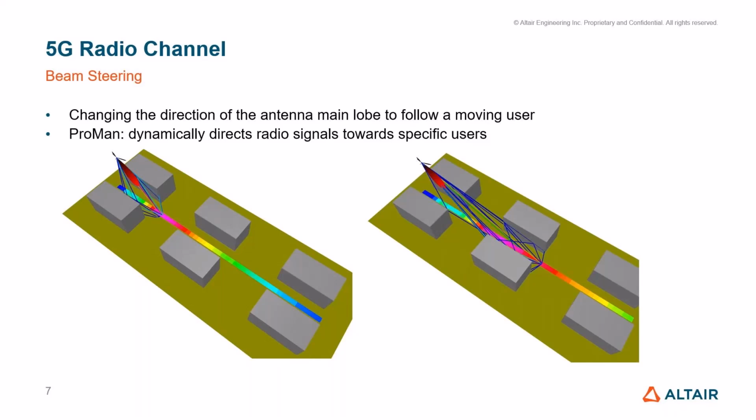For instance, here we see that the user was in the beginning at a location closer to the base station, and then while moving further away, we see that the beam from the base station has adapted and moved accordingly to serve that end user better. And ProMan within WinProp supports this type of beam steering analysis in 5G networks, and this can dynamically also direct the radio signals towards specific users. This, of course, helps improving the signal strength and quality.